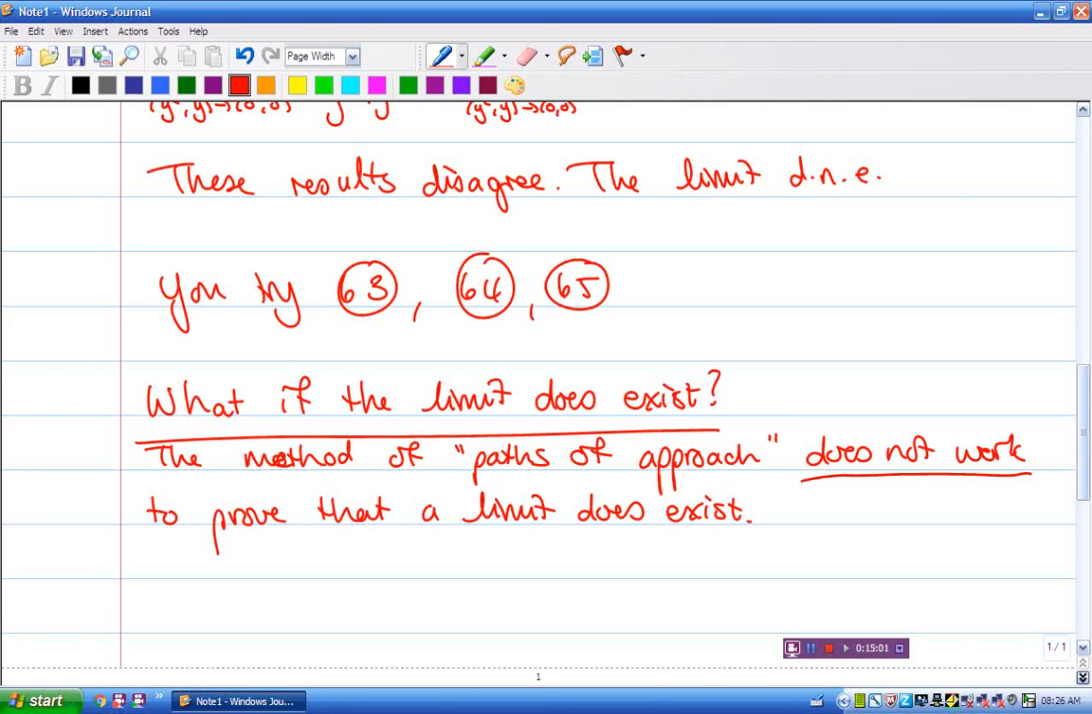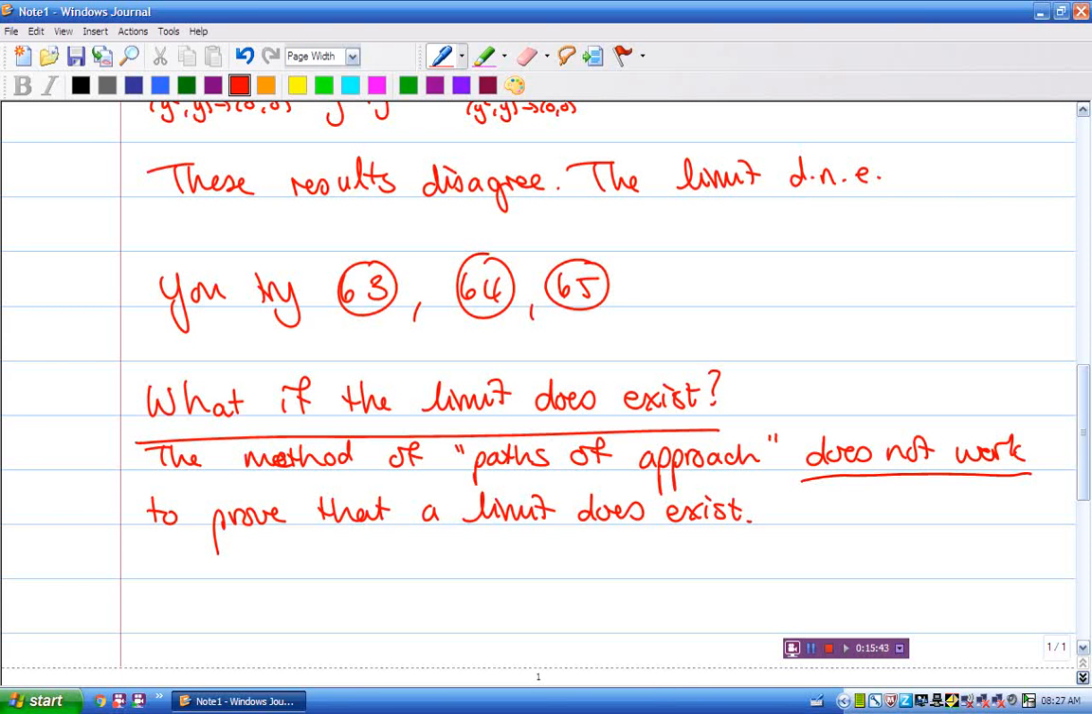you try a third path you get 0, you try a fourth path you get 0, you start to think, good grief, I just can't find a disagreement. Another path, another path, another path, you get 0 every time. You can start to become suspicious that maybe the limit does exist, but it doesn't count as a proof. Because what if you just haven't been sneaky enough to find the path that'll just break the thing? You can never be sure. So this paths of approach method is perfect for finding limits that don't exist or for proving that limits don't exist, but it's useless for proving that limits do exist, because what if you just haven't looked hard enough for that one path that will do the trick?